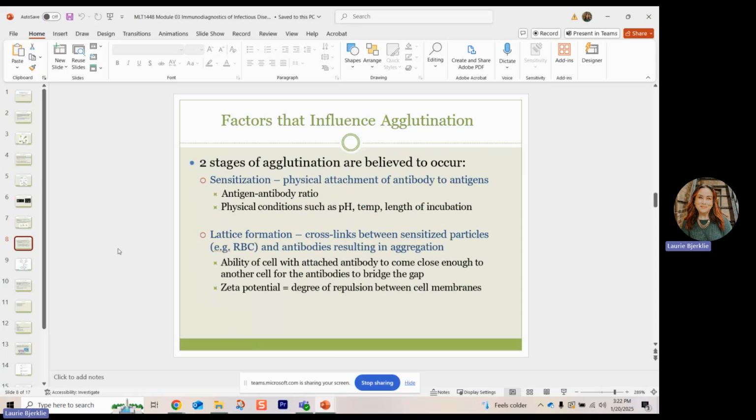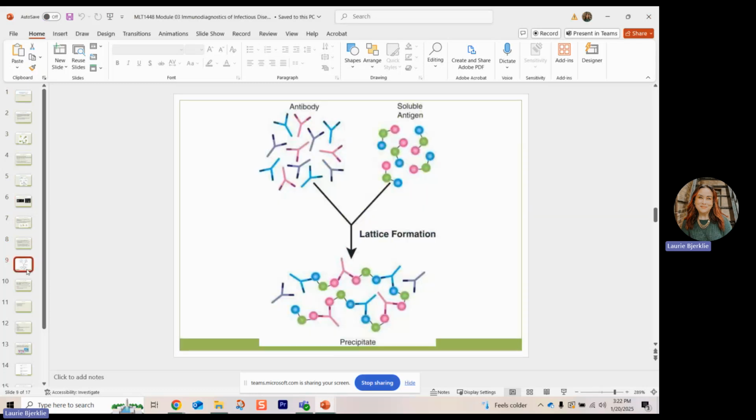Again, this is heavily discussed in immunology. So that's the sensitization. These antibodies and the antigens are going to join together, and then they lattice. So you can see that they are linking all together to become a bigger clump.